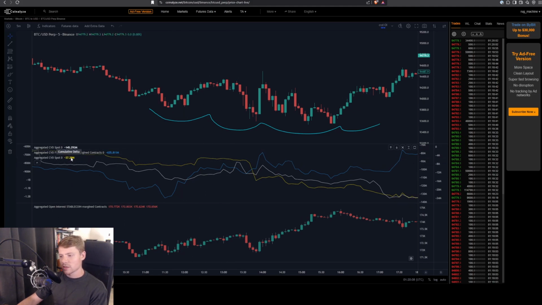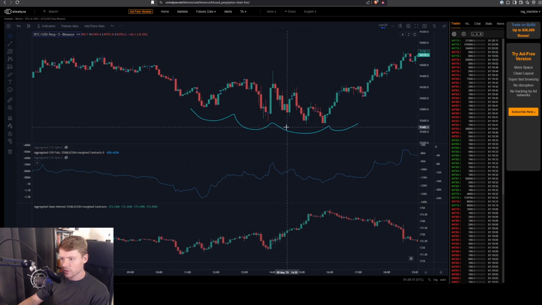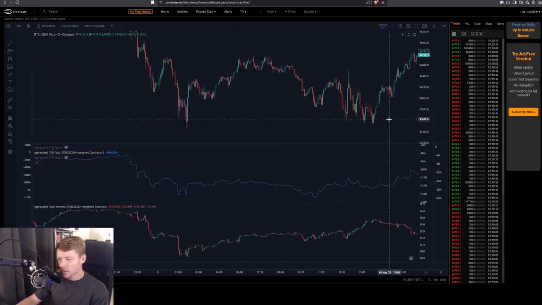I know it's confusing looking at this, but this is basically Binance here. So this is just futures, right? This is the low in futures.